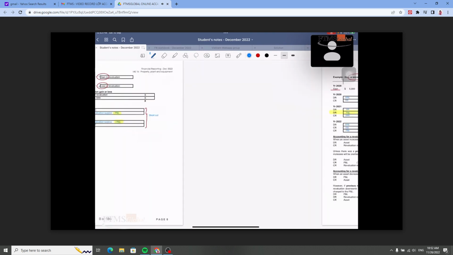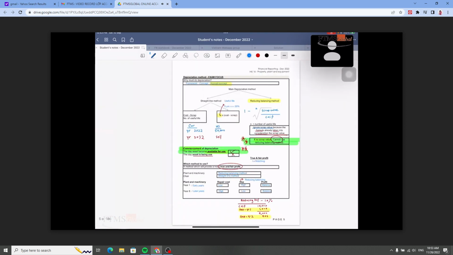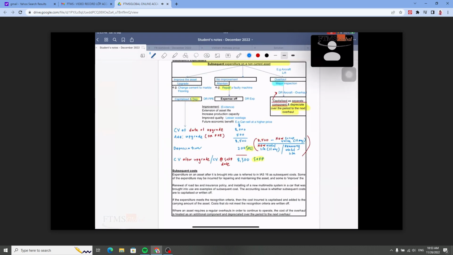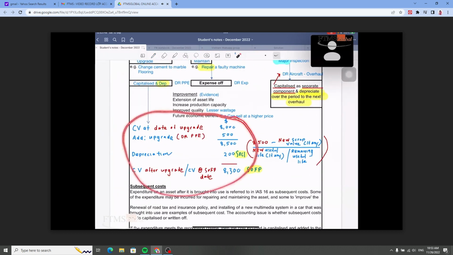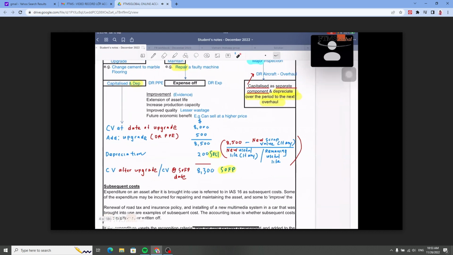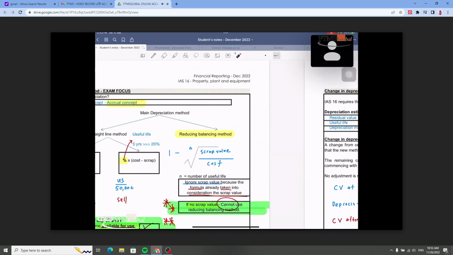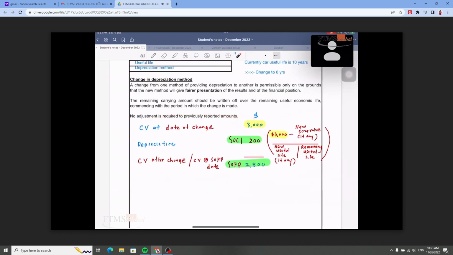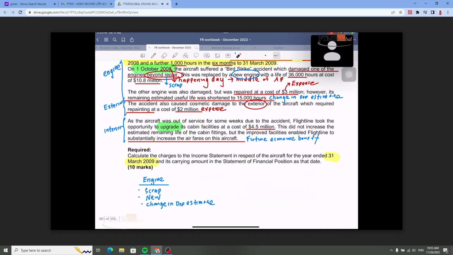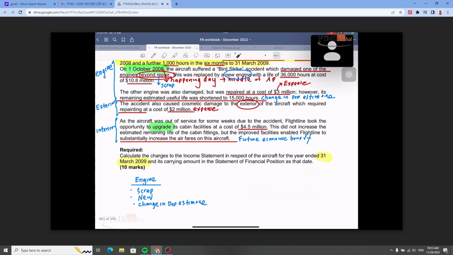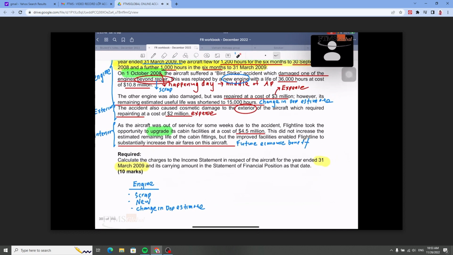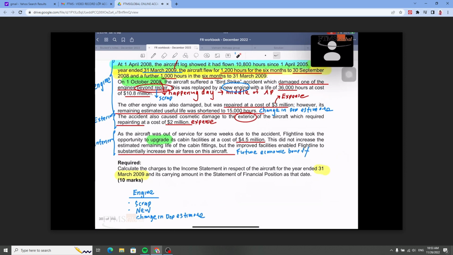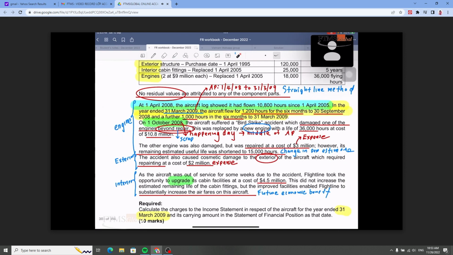Right, so just now you have a upgrade, right? Okay, then you need to account for this part. Calculate the carrying value at the date of upgrade, etc. Right, so just now there's also one change in depreciation estimate, right? Change in depreciation estimate, then you need to do this. Okay, right, okay, then continue. Okay, no more. So they ask you SOCI, SOFP. So I got three workings, right? Engine, exterior, and interior. So which one you should do first?